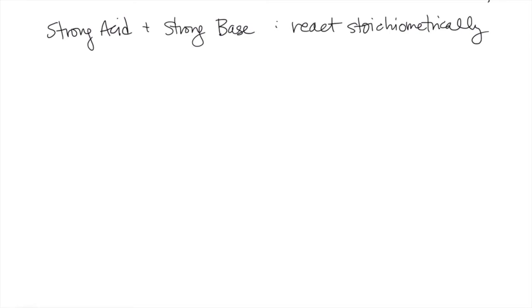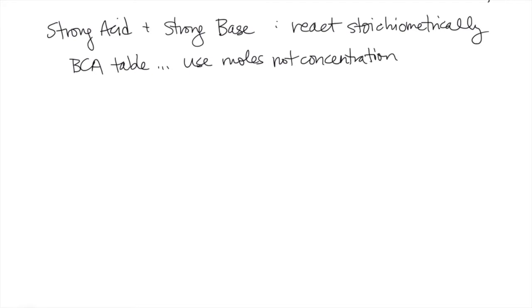Second thing, to do this, we're going to use our BCA table. And the BCA table is like a RICE table, but we use moles, not concentration. And there's no X's. You just use the limiting reactant. So I'm going to show you 3 possible outcomes here, because if we're reacting these together stoichiometrically, it could be that we have stoichiometric amounts, an equal amount of both, or it could be that we have one of them that is in excess. So there's 3 possibilities of the outcome.